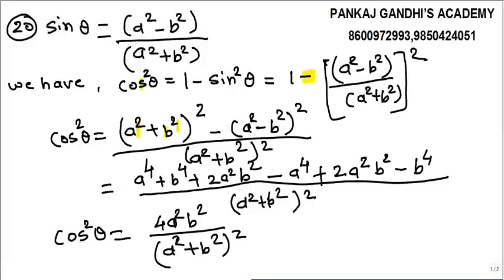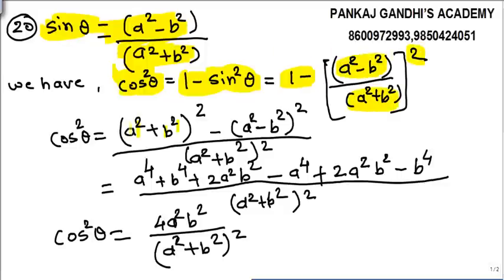Question number 20. Here we have to find the value of tan theta, sec theta and cosec theta. It's given that sin theta is equal to a square minus b square upon a square plus b square. From the sin theta value we can find the value of cos square theta, because cos square theta is equal to 1 minus sin square theta. Now let's put the values: 1 minus a square minus b square upon a square plus b square, whole square.